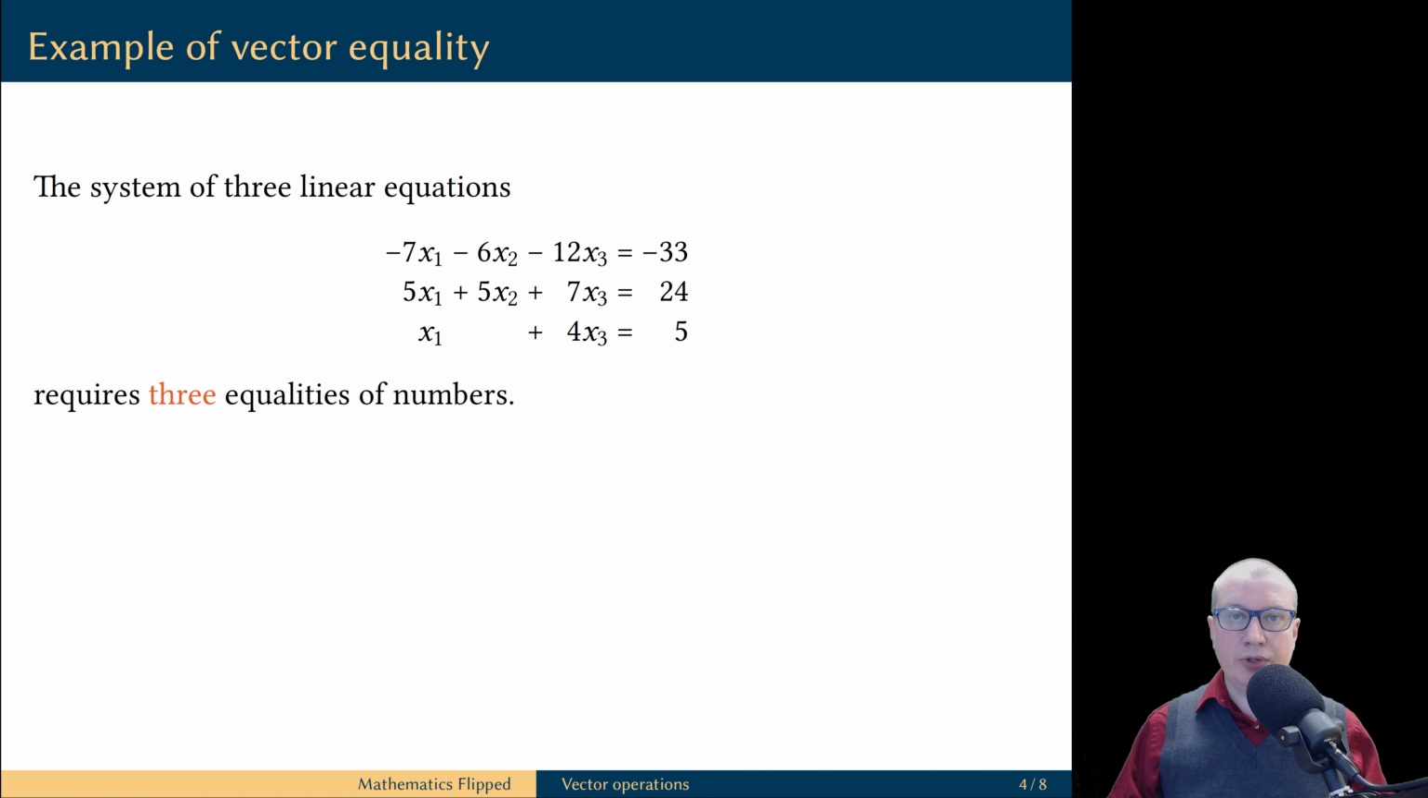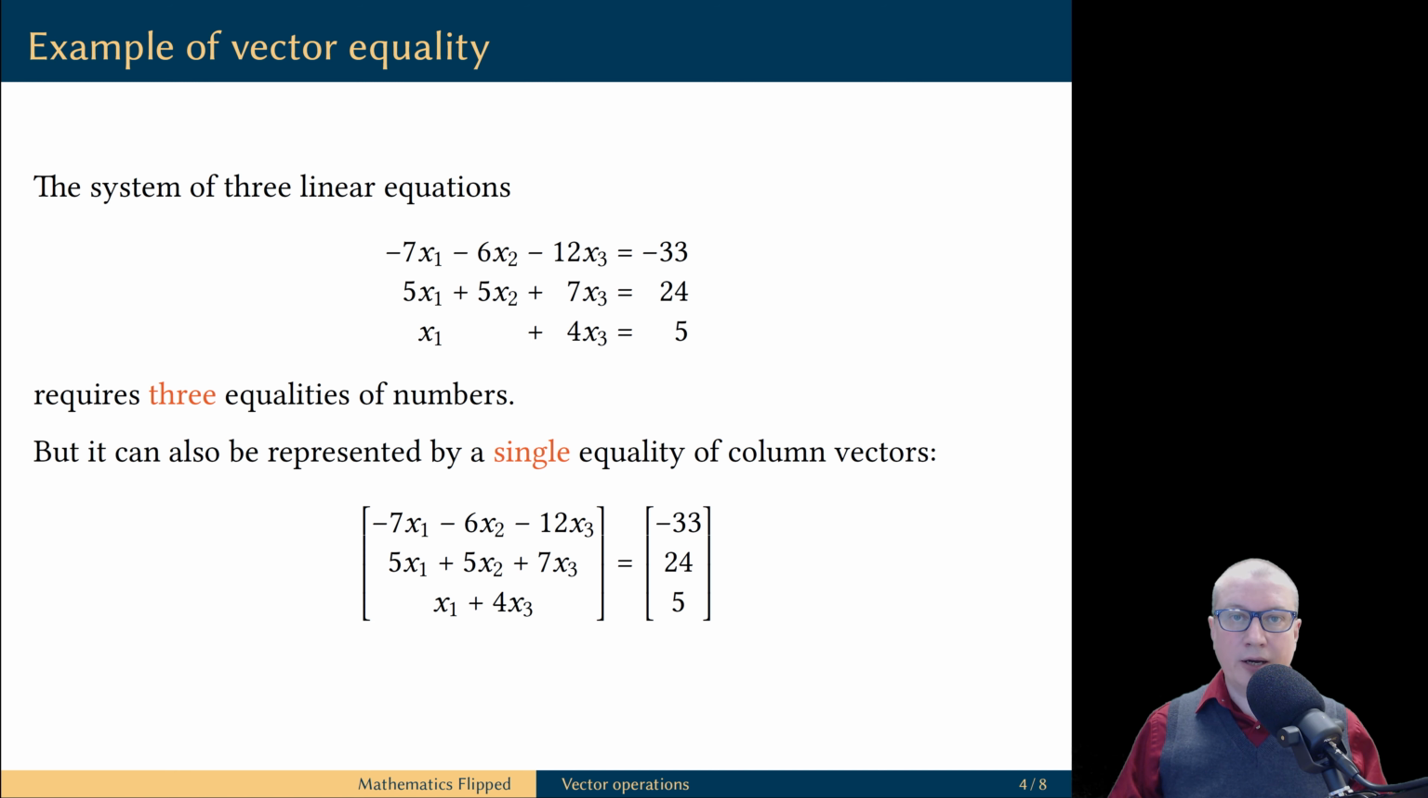Let's use our new definition of vector equality to come up with an efficient way of writing linear systems. Suppose we have a linear system with three equations, and in our usual general notation, writing this linear system requires using three equalities. But now we can replace three equalities of numbers with one single equality of column vectors.